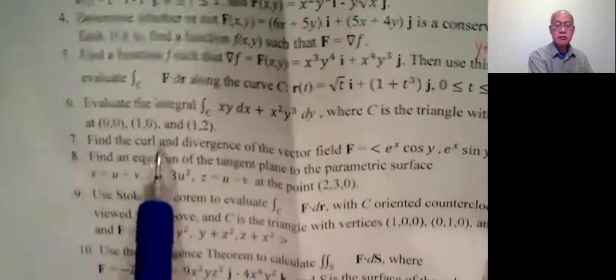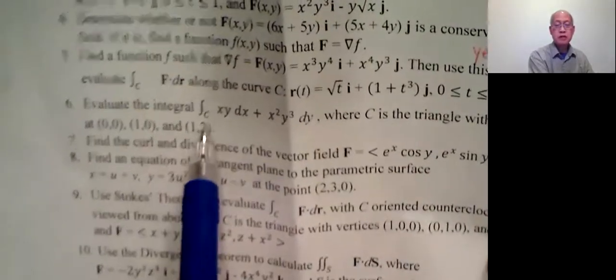Number 6. Evaluate this integral. It's best to use Green's theorem. So this is P, this is Q. Here's the picture: 0, 0, 1, 0, 1, 2. This is y equals 2x, y equals 0, and x goes from 0 to 1.